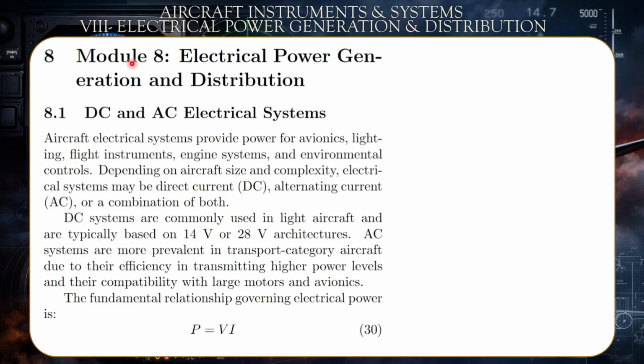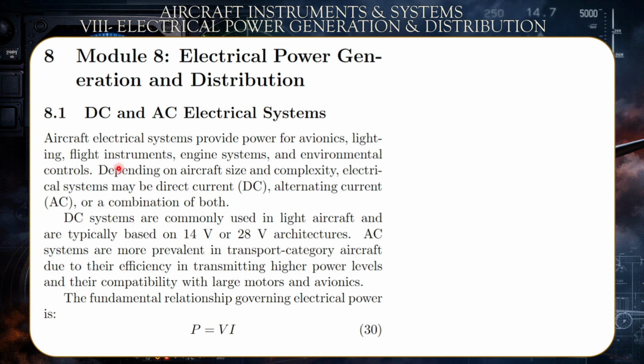Module or Chapter 8, Electrical Power Generation and Distribution. Let's start with DC and AC electrical systems. Aircraft electrical systems provide power for avionics, which are different instruments, lighting, flight instruments. Avionics are the controls, engine systems and engine detection systems, environmental controls such as the air conditioning, etc.